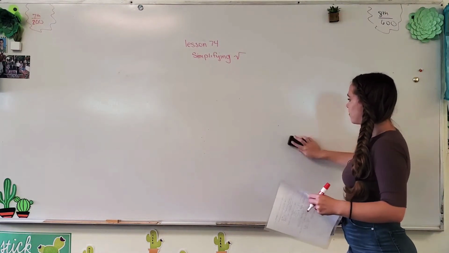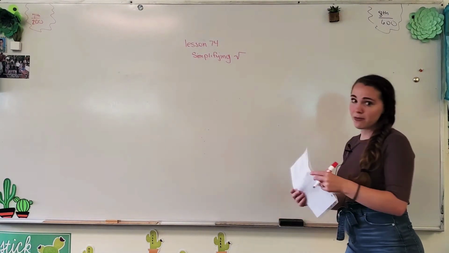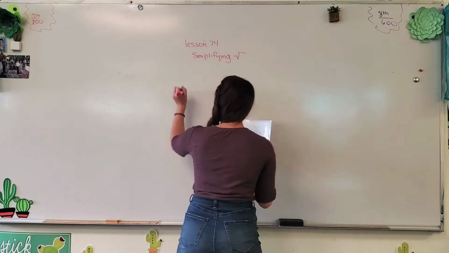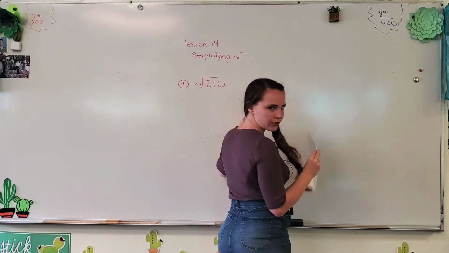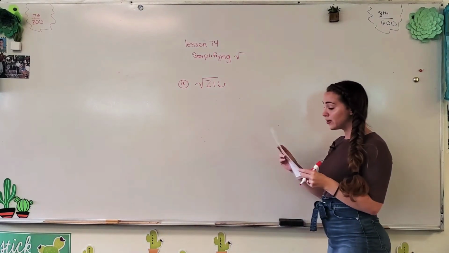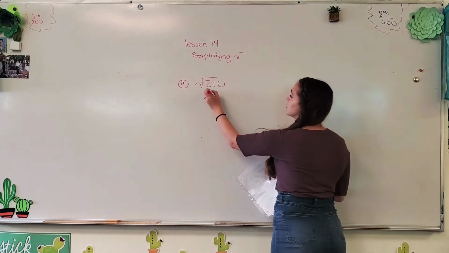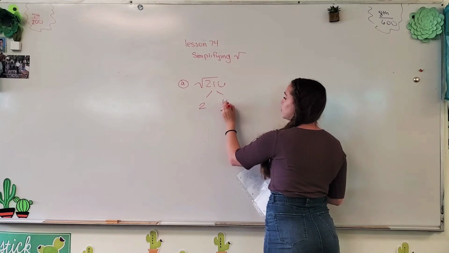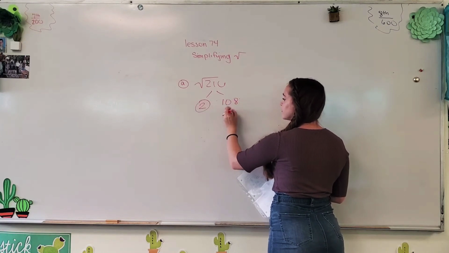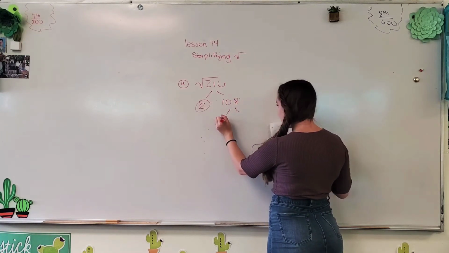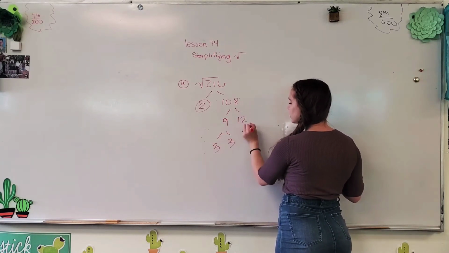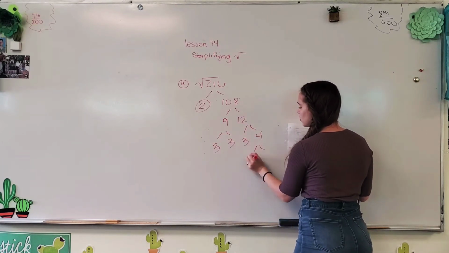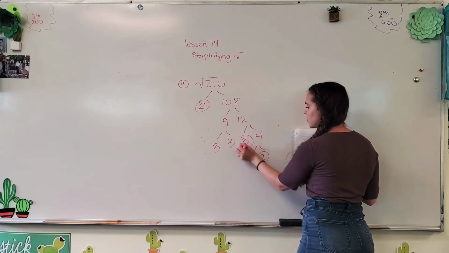Here we go to example 1 and example 2, which you may remember because we already did it in class. So number A, letter A, don't at me. The square root of 216. So we use 2 times 108, and then we have 9 times 12. 3 times 3, 4 times 3, 2 and 2. Okay, circle all the prime numbers.